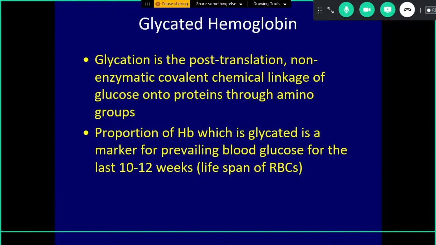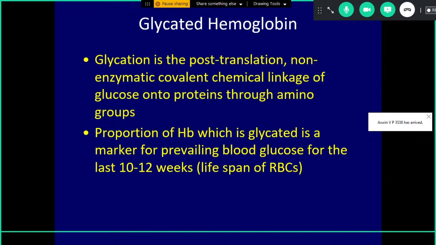It's a non-enzymatic glycosylation of proteins on the hemoglobin molecule, and we say it gives you an idea about control for 10 to 12 weeks because that is the lifespan of RBCs. So situations where the lifespan of RBCs is changed, whether it's hemolytic anemia, because of hemoglobinopathies, because of whatever, glycosylated hemoglobin is not a good measure for glucose control. So you have to be clear that you're not facing any of these situations.